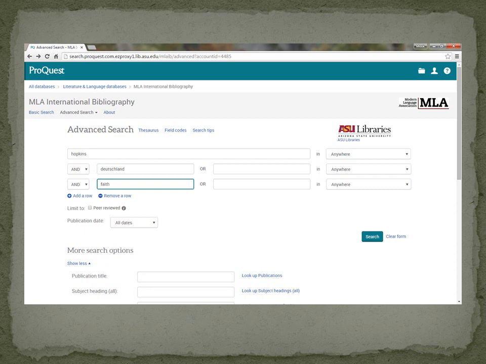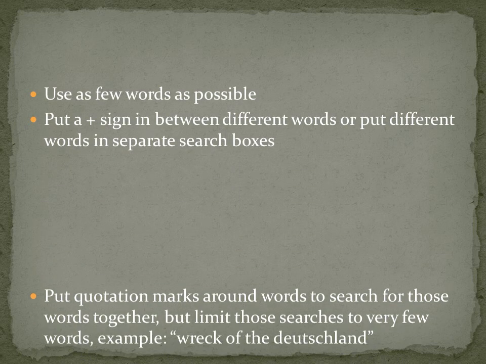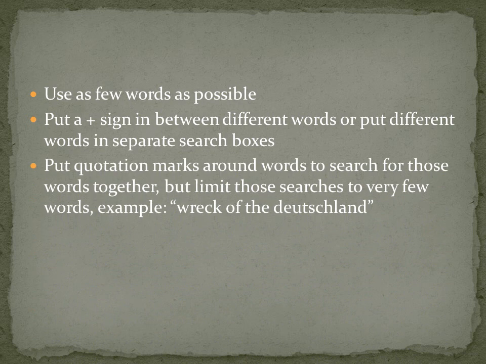And then here's the search boxes. Again, you want to use as few words as possible. And so you would either put a plus sign in between them or click add a row and put "and" here. And do the search. So for Hopkins, Faith, and Deutschland, because I'm thinking about writing on his crisis of faith as expressed in that, I chose those 3 words.